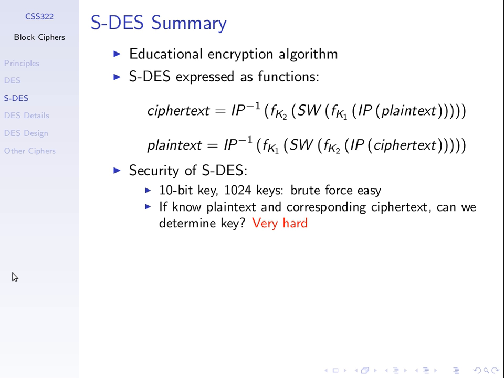So, simplified DES is just for education. It's not used in real life. We could express the operations as a set of mathematical functions or equations, where the ciphertext, we take our plaintext, we apply the initial permutation, apply some function f with key k1, apply the function that swaps the halves, and then the same function f but with key k2, and then eventually the inverse initial permutation, and the output is the ciphertext. So if we define what those functions are, then that describes the encryption step.